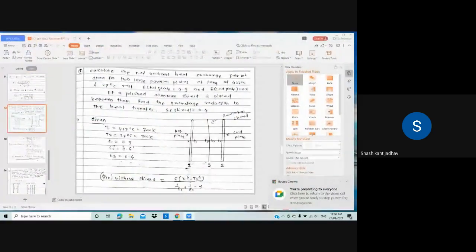Okay, so all of you write down the first problem, which is related to the radiation shield. From this problem we will easily understand in what way we have to use the formulas and how to calculate the heat transfer rate.